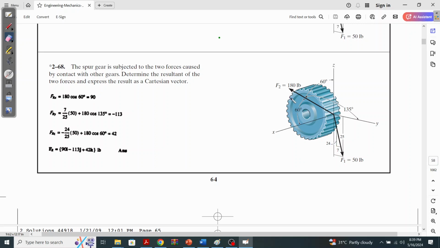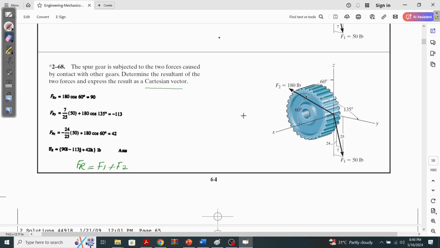He wants the resultant, and we know from the formulation that the resultant is Fr equals F1 plus F2. And he says another very important thing: you have to calculate the result as a Cartesian vector, which means F1 and F2 must be in i, j, k form.